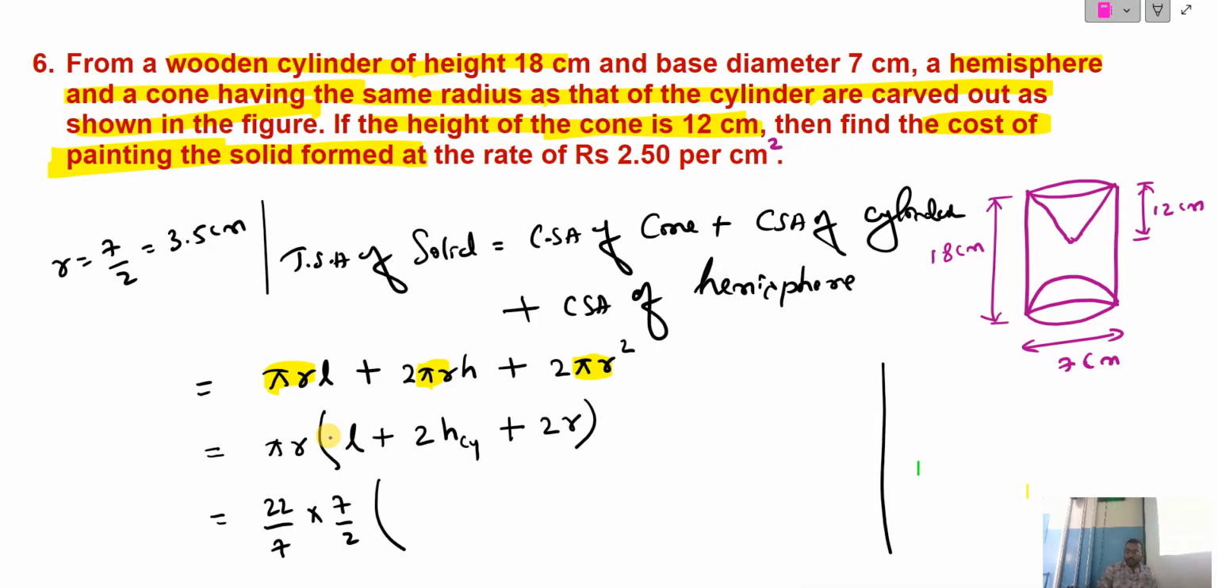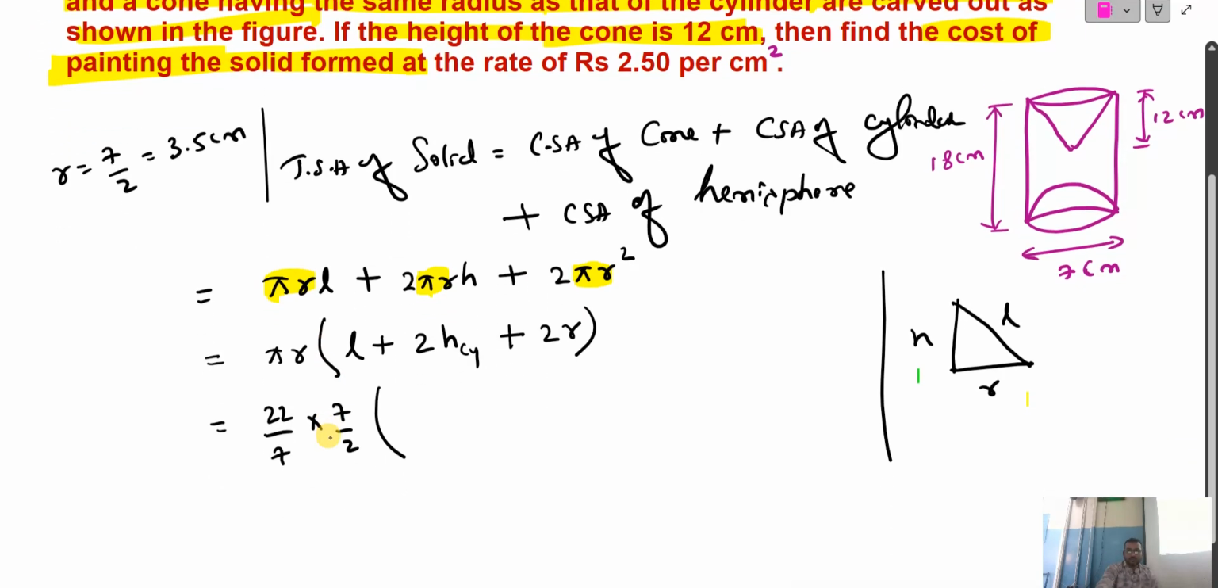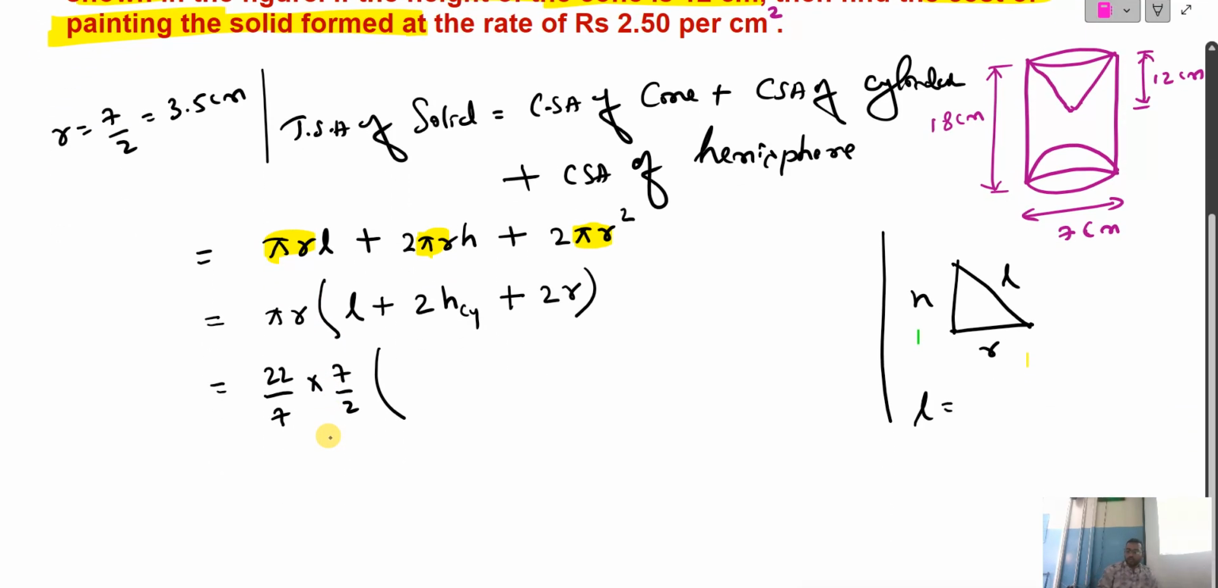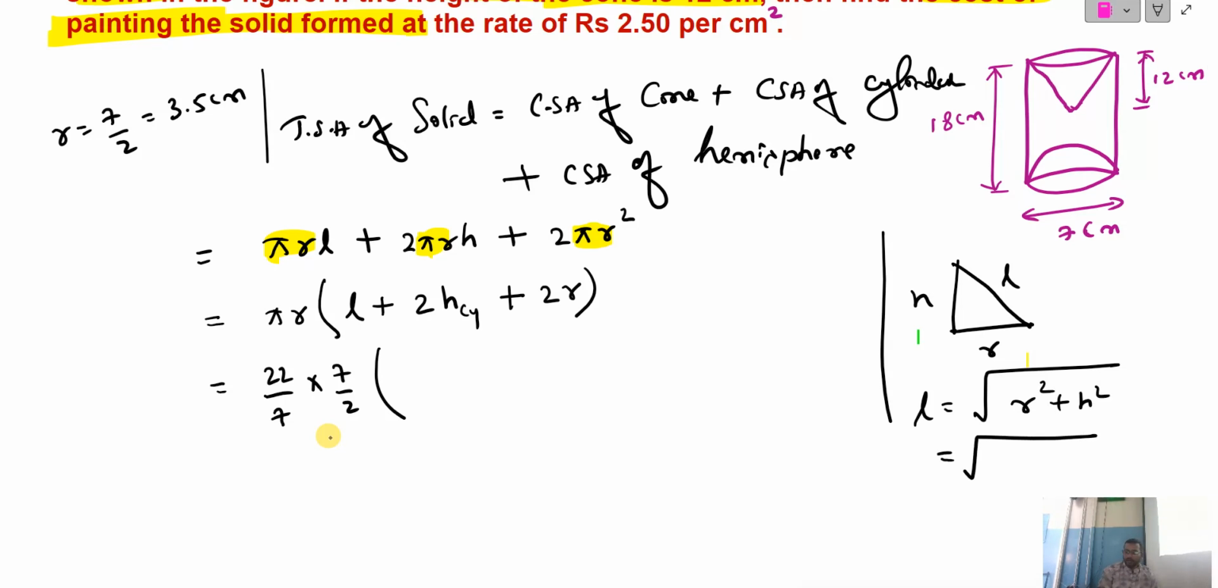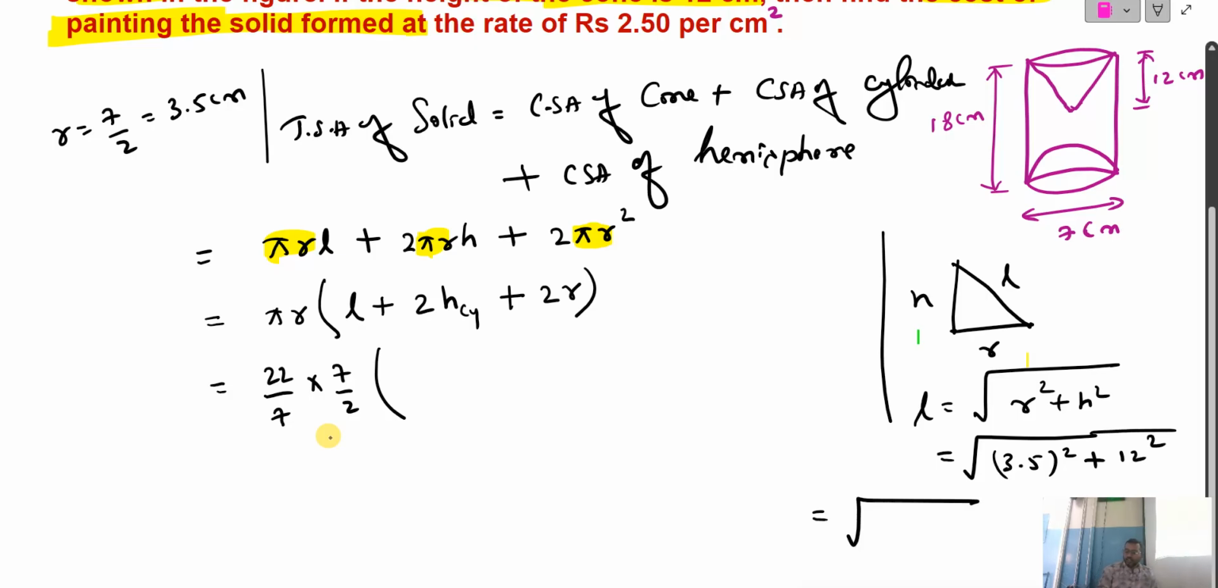We don't know L, right? I have told you, whenever you don't know L, write this as R, this is H and this is L. Now we can say L equals root of R square plus H square. Now what is R? 7 by 2, if you want, you can write 3.5 here. 3.5 square plus H, the height of the cone, is 12, that is 12 square.